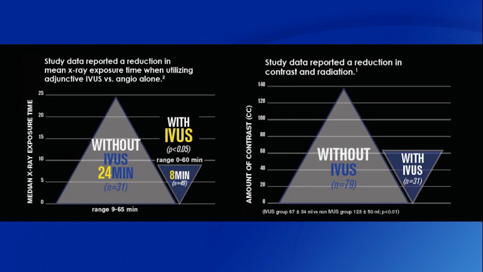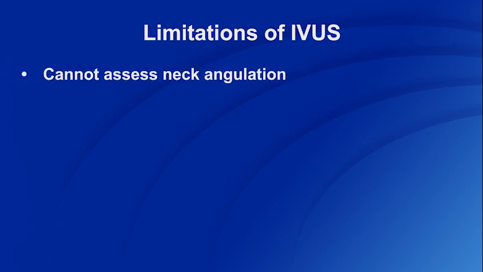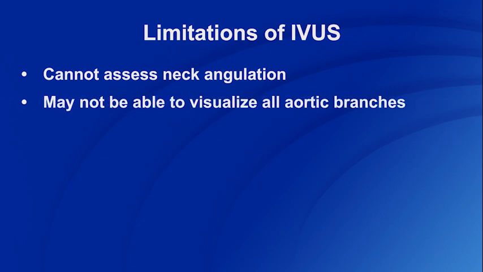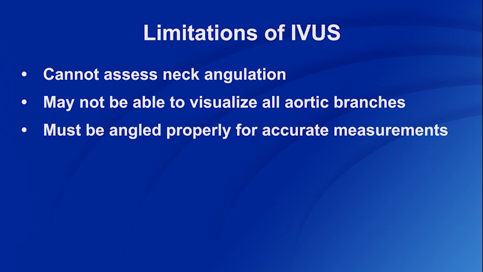Using IVUS during EVAR, however, does have limitations. IVUS cannot be used to assess neck angulation and may not be able to identify very small or stenotic branches. Aneurysms with an extremely angulated neck may also cause the IVUS catheter to sit at a suboptimal angle, resulting in inaccurate measurements if this is not recognized by the user.